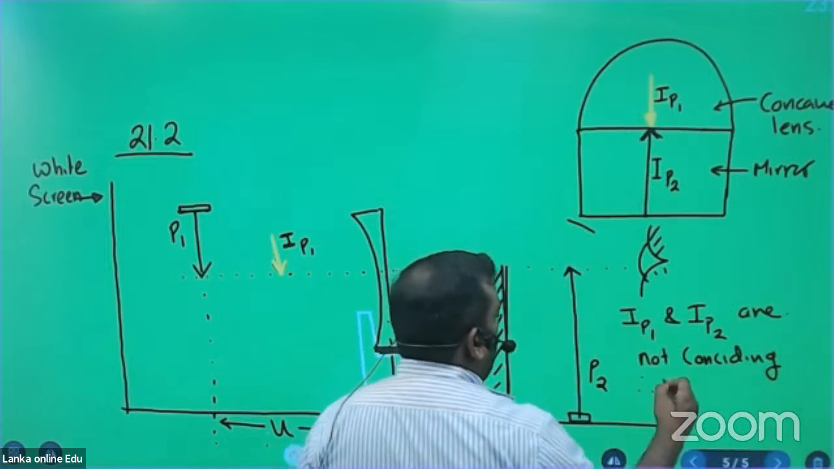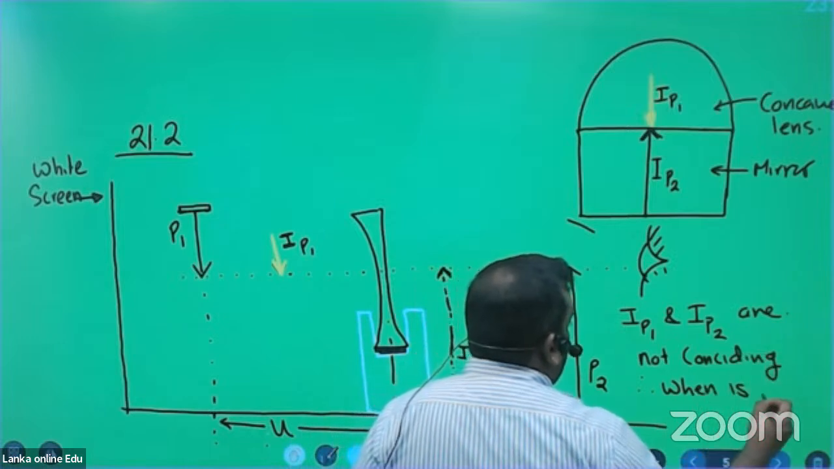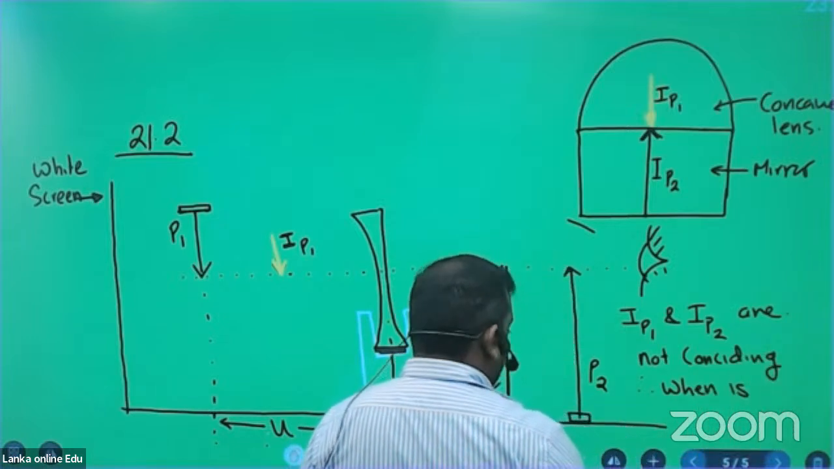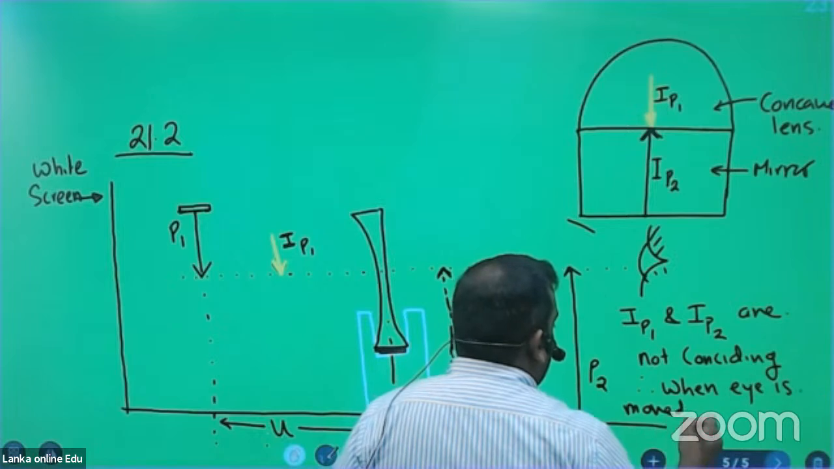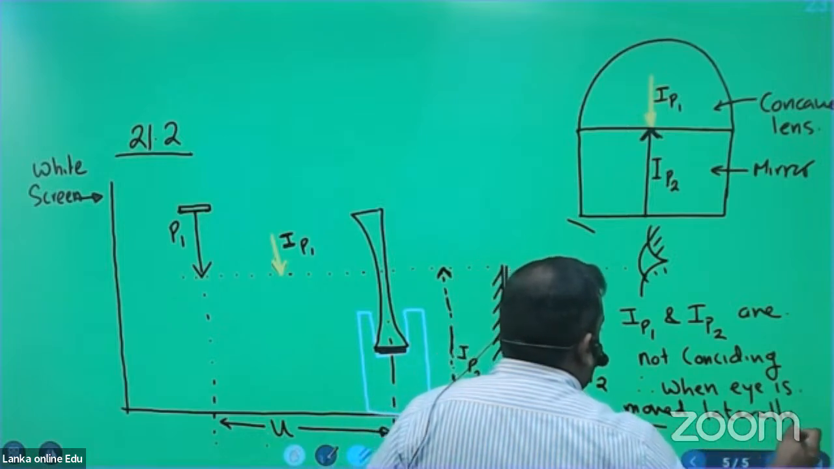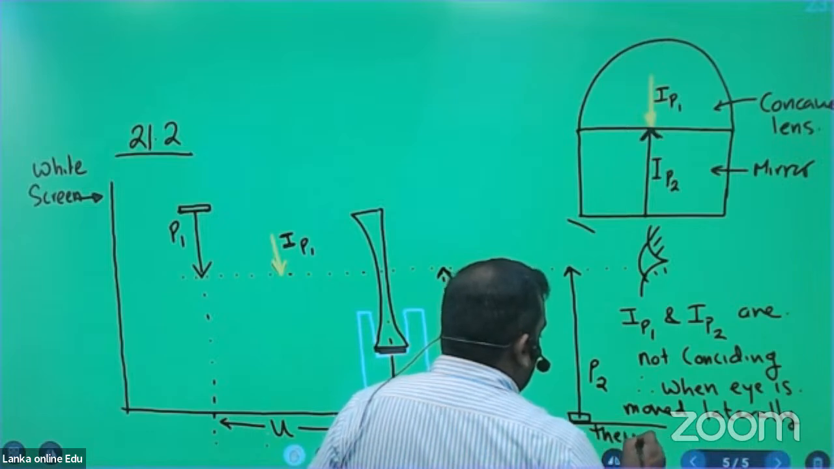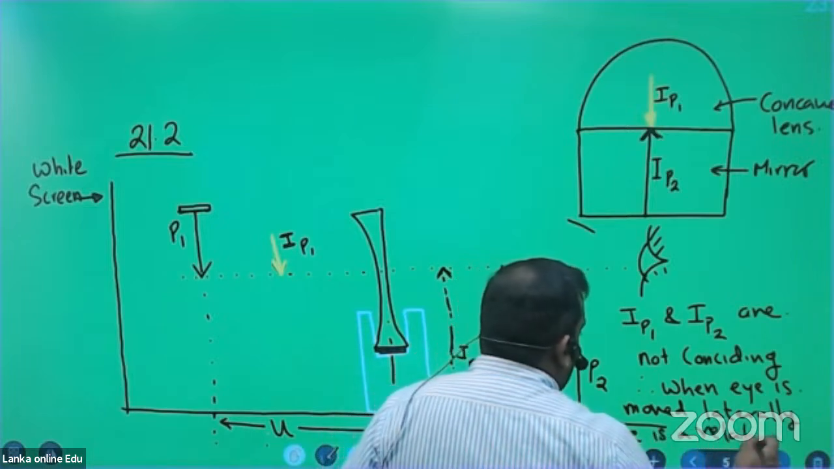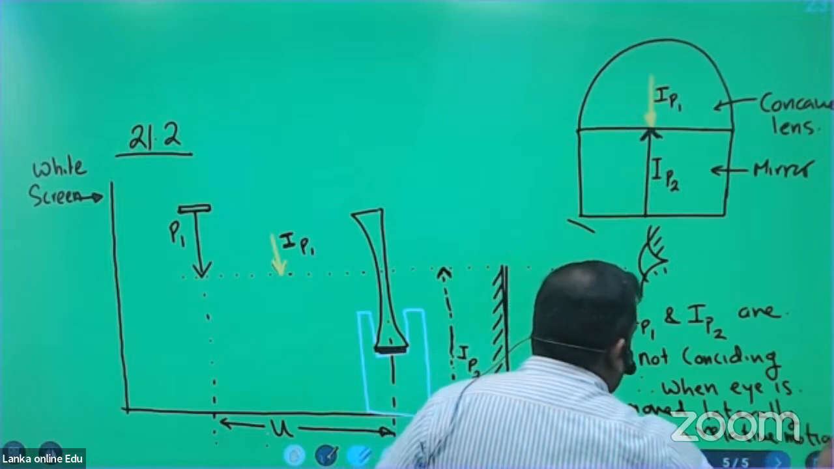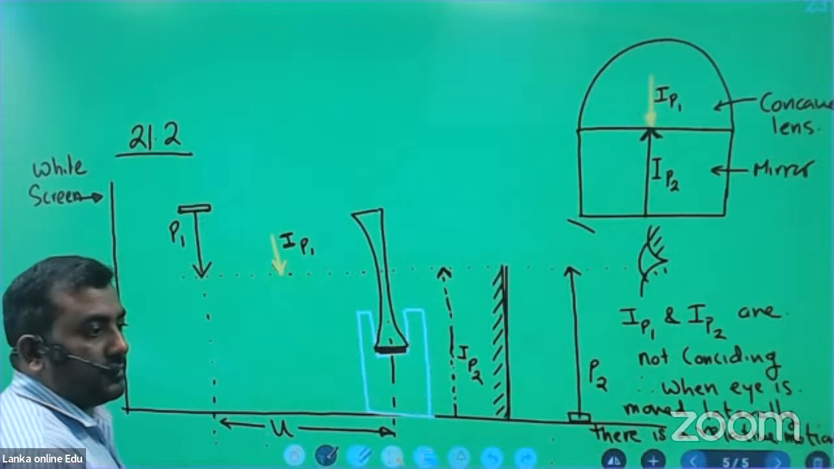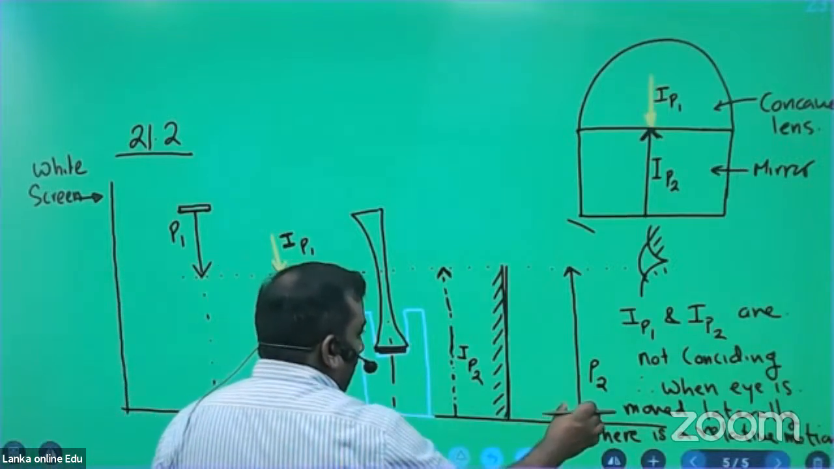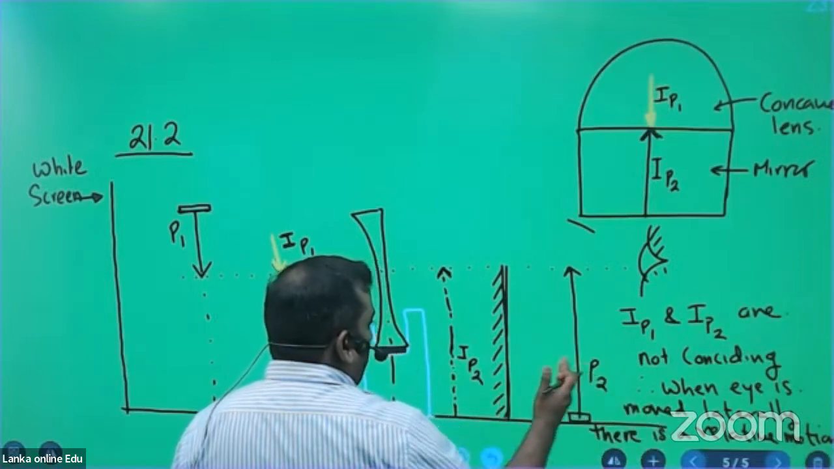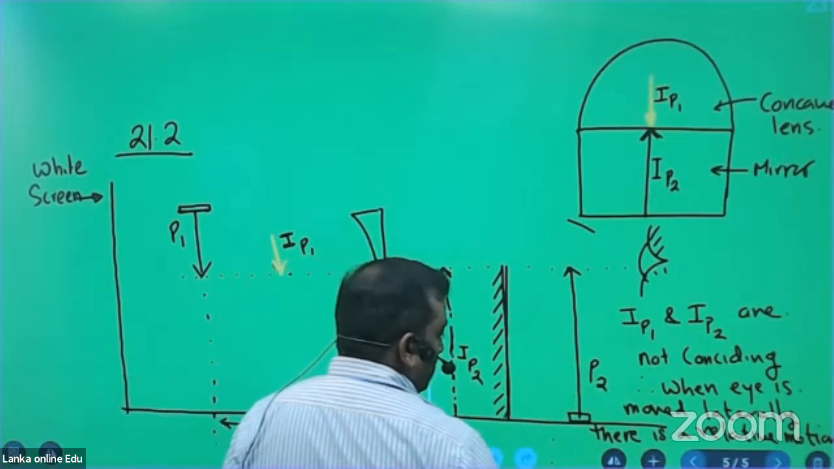Therefore, when the eye is moved laterally, there is a relative motion. Then what do I do? I change the position of P2. So when object distance here increases, image distance also will increase. Clear?